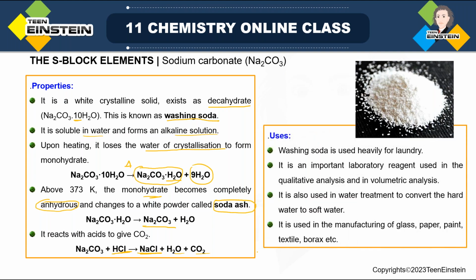Uses of sodium carbonate. Washing soda is used heavily for laundry, which is clear from its name, right? It is an important laboratory reagent used in qualitative analysis and volumetric analysis. Also used in water treatment to convert hard water to soft water. In the hydrogen chapter we have seen its use. Then manufacturing of glass, paper, paint, textile products. So it has huge application. Okay.